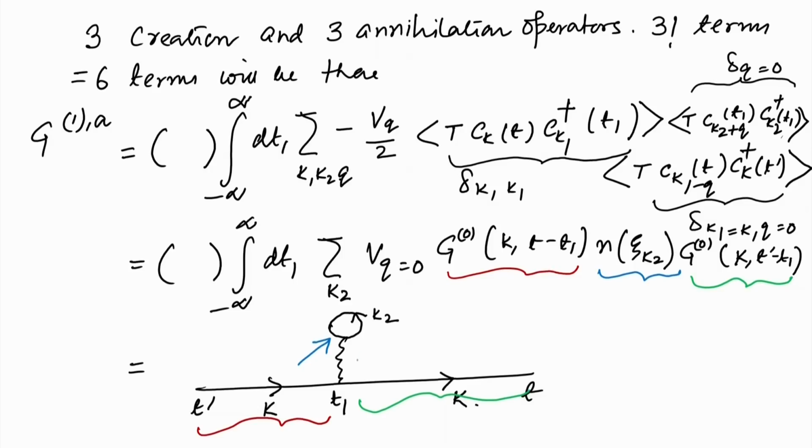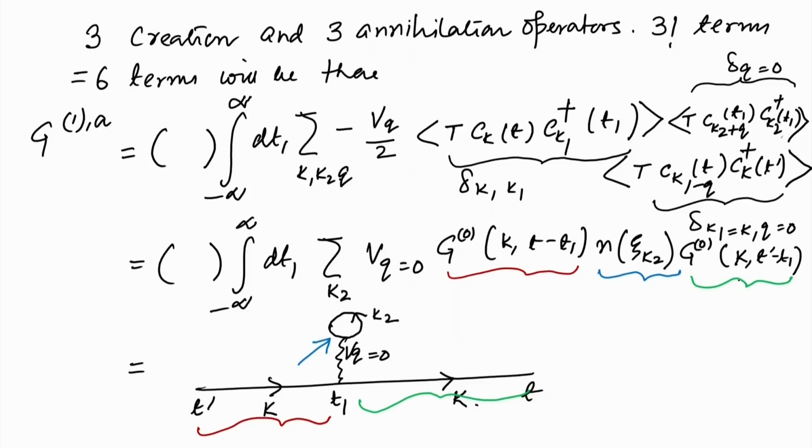And V_q equal to 0. So, this is q equal to 0, and V_q equal to 0 is the wiggly line. So, we have two Green's functions as non-interacting Green's functions. There is a number operator, or rather there is a bubble, an electron bubble, which corresponds to this n xi k2, and then there is a G0, which is again the unperturbed or non-interacting Green's function, taking it from t1 to t prime.